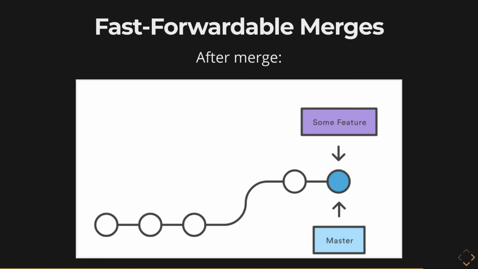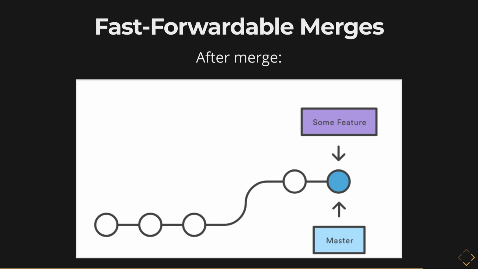But what I want you to remember is that in this case, when there's a linear path going from the head of the branch that you want to merge into to the head of the branch that you're merging, that's called a fast forwardable merge. And this is what it looks like. And whenever a merge is fast forwardable, all Git wants to do is just to move the label of the branch.